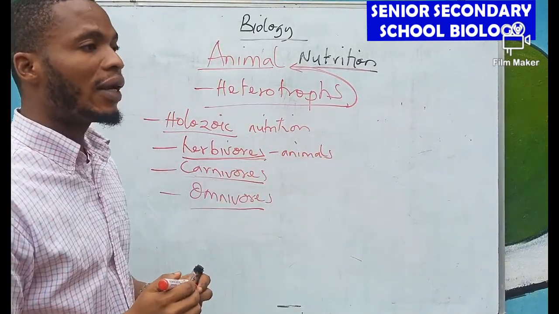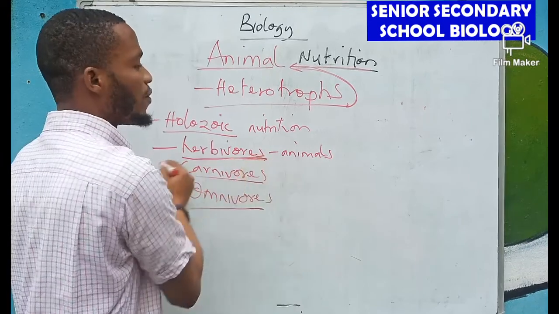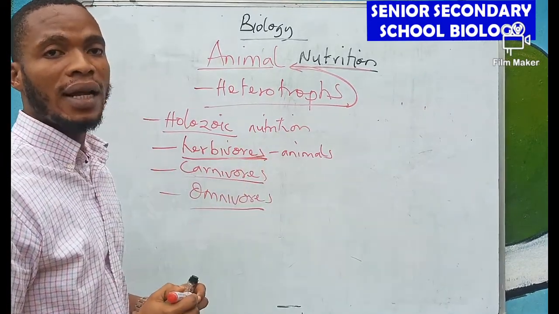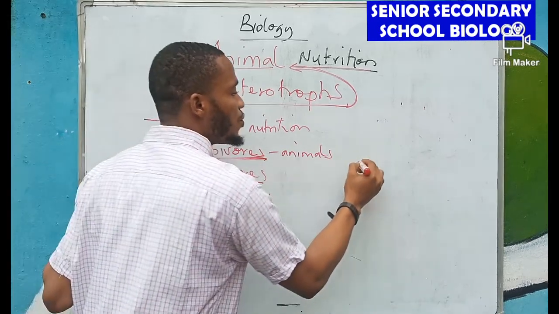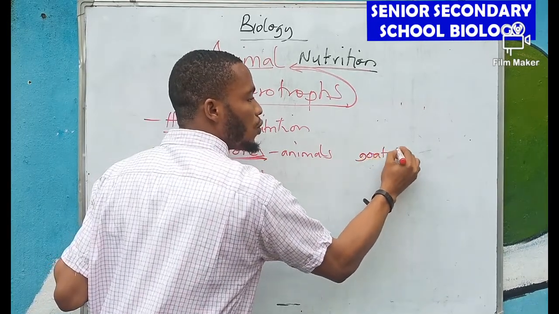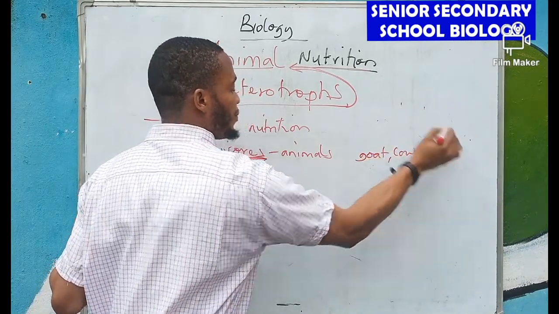Now the herbivores, these organisms or these animals, they feed on plants. So animals that feed directly on plants are called what? Herbivores. Herbivorous feeders. Example is your common example, your goat, your cow, etc.